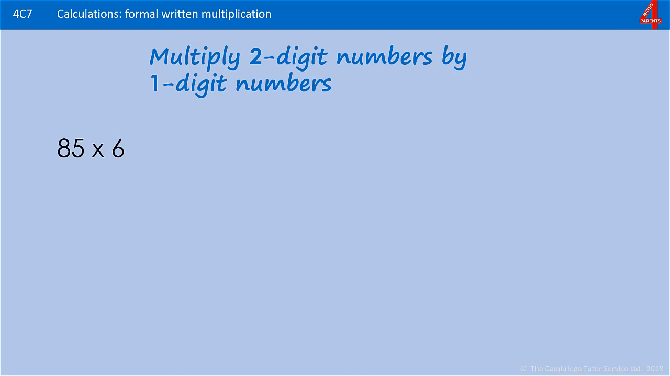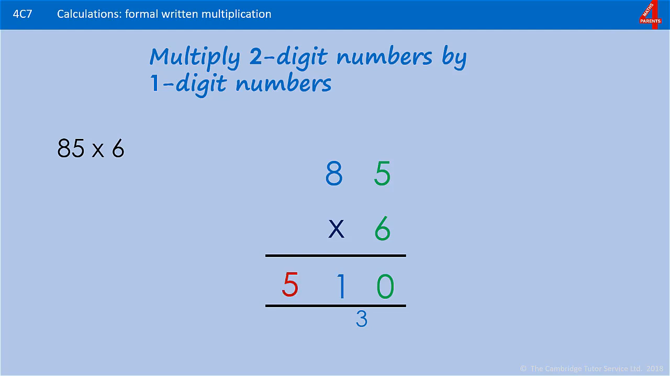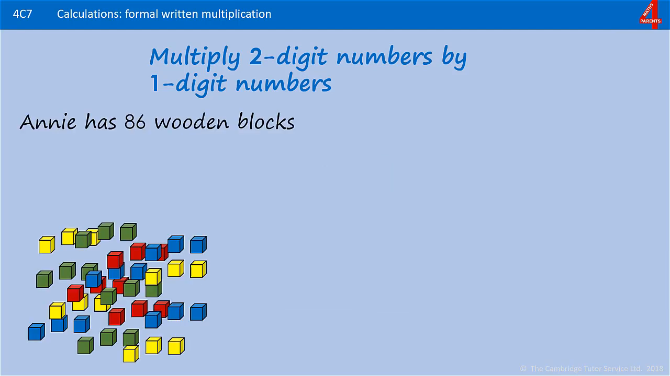And here's another one like that for you to try. 85 multiplied by 6. Pause the video, have a go. Starting with the ones, 5 times 6 is 30, so we put in the 0 and carry the 3. 8 times 6 is 48. 48, add the 3 that was carried, is 51. So we put the 51 in there, and that's 510.